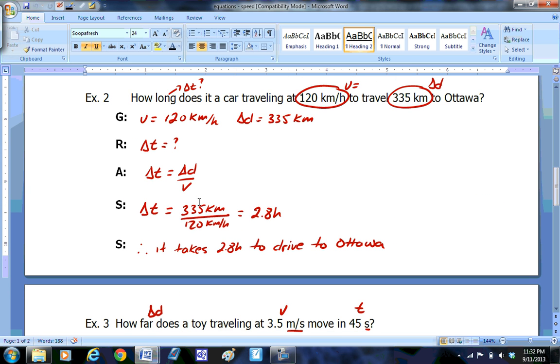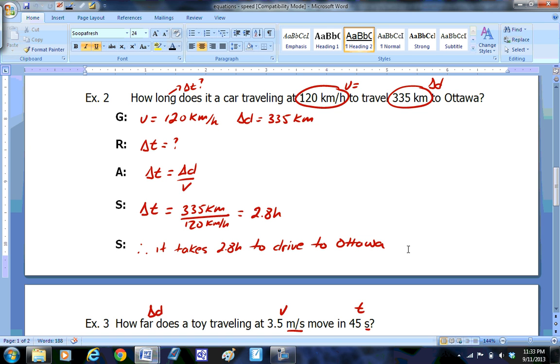Plug my numbers in. So distance is 335. My velocity, or speed, sorry, is 120. And when I calculate it, it gives me 2.8. Now, you've got to do some thinking here. The kilometers cancel, you end up with hours. That's a time unit. So therefore, it takes 2.8 hours to drive to Ottawa.